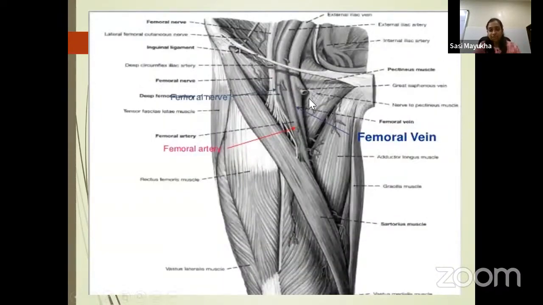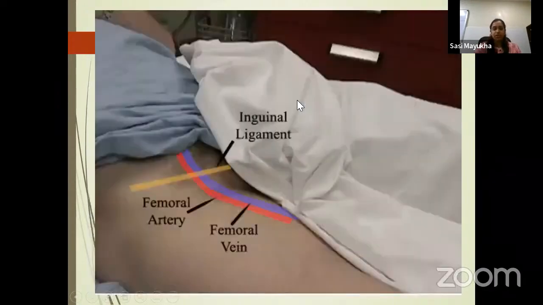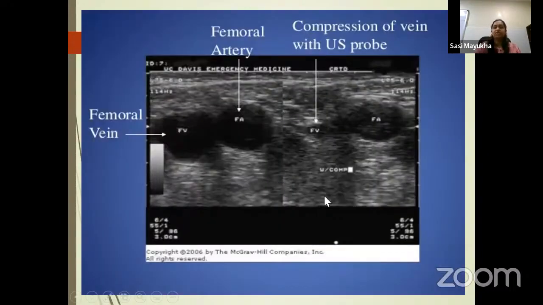Here you can see this is the femoral vein, this is the femoral artery, and this is the femoral nerve. So the vein is the medialmost structure. Here you can see this is the inguinal ligament, this is the femoral vein. This is an ultrasound image showing the femoral artery and the femoral vein.